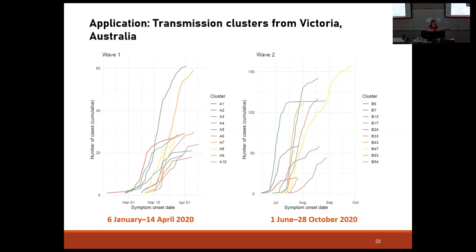To set the scene a little bit, they had very limited community spread in that first wave, and then a lot more in the second wave. We primarily worked with 10 different clusters of cases per wave. Essentially, we picked those clusters which had at least 15 cases and were finished by the end of the study period. For wave 2, there were a lot more we could choose between, so we picked some key clusters that they were interested in learning more about.